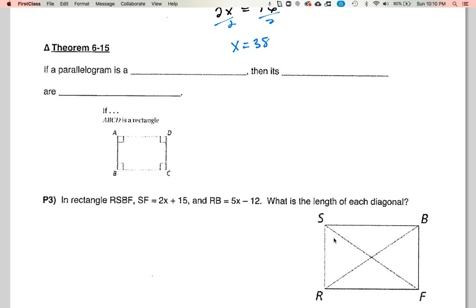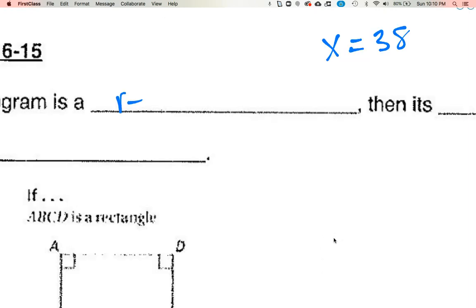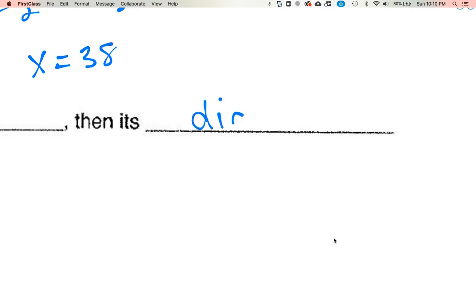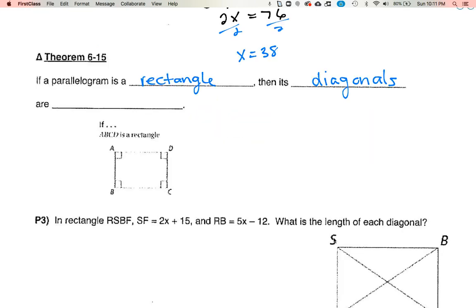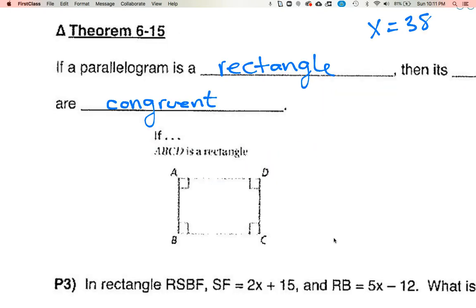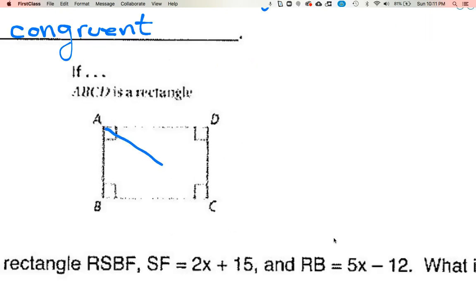All right, theorem 6.15. If a parallelogram is a rectangle, then its diagonals are congruent. Remember, a rectangle is a parallelogram, but it is not necessarily a rhombus. So that means we have this, and we have this. That means AC is congruent to BD.